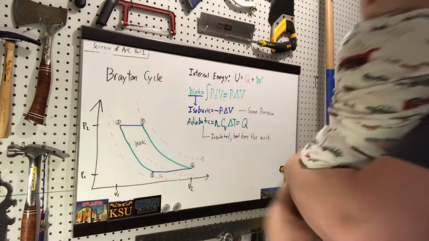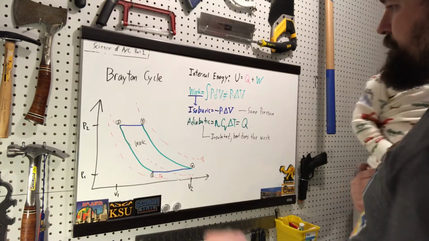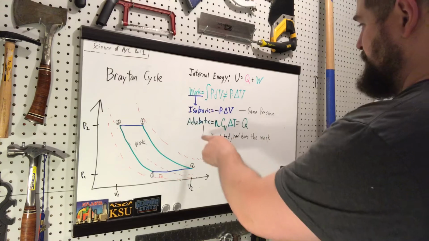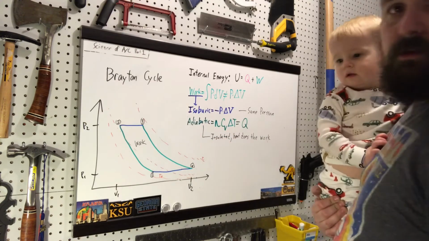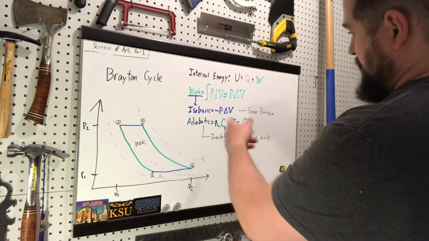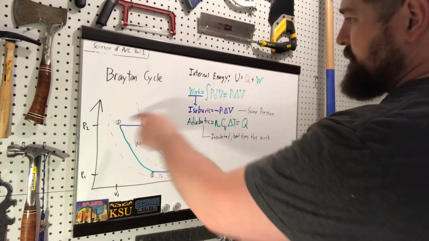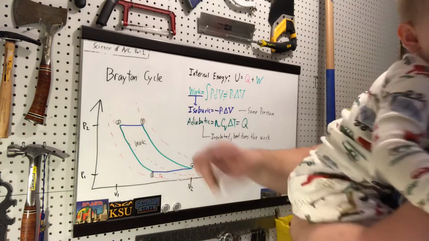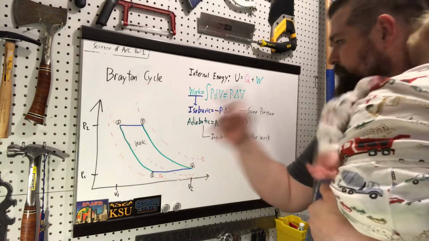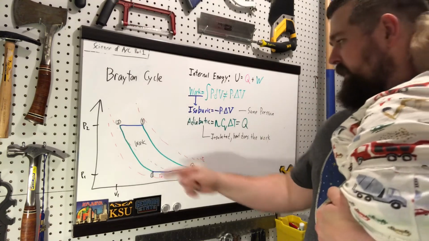So we are now left with 2 paths. So we know it's isobaric or adiabatic. It's going to be one of those 2. In fact, it's both. So this is the Brayton cycle. This is what it looks like. So this is the work right here.